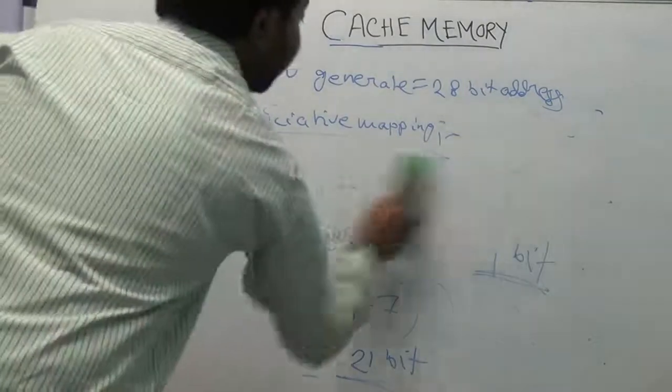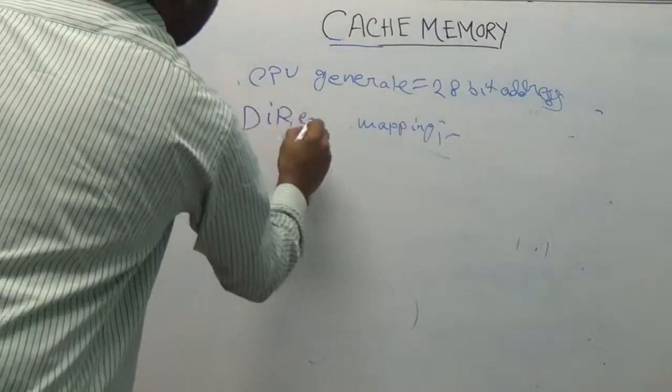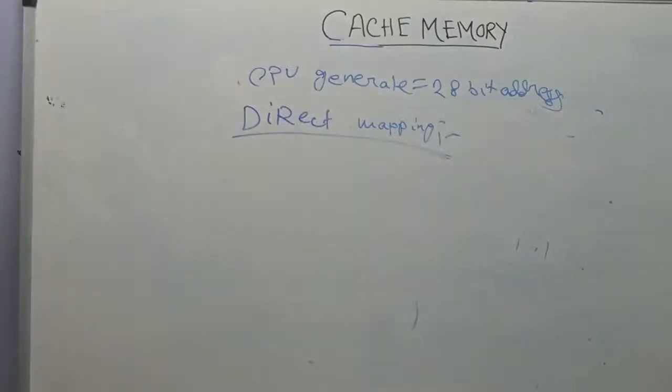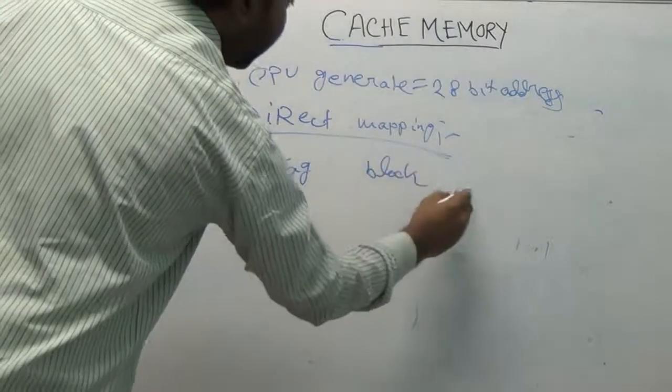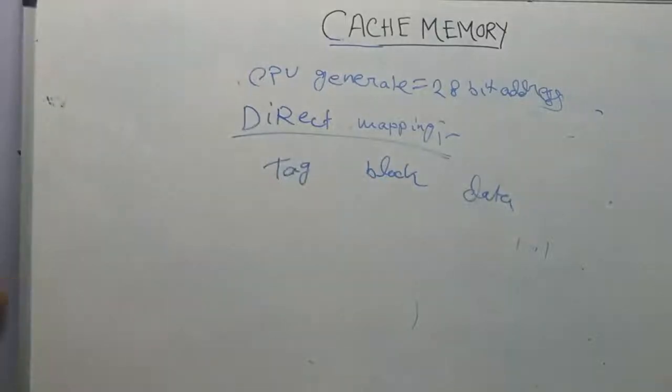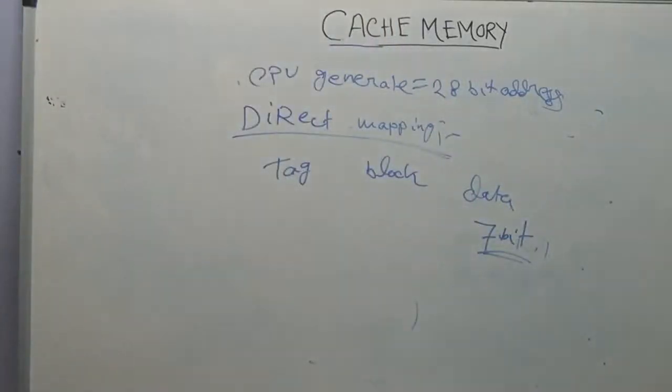Now come to the direct mapping technique. In case of direct mapping technique, there are three fields. Number one is tag, number two is block, number three is data. From the previous solution, we get the data field equal to 7 bit. So the remaining is 28 minus 7, that is 21 bit. Under these 21 bits, some bits are for the tag value, some bits are for the block value.